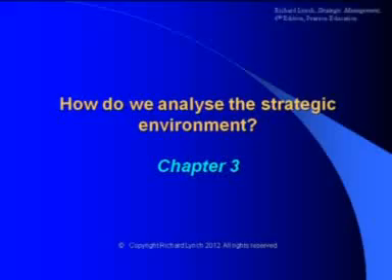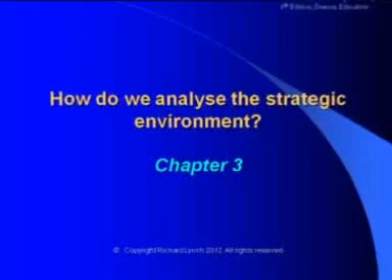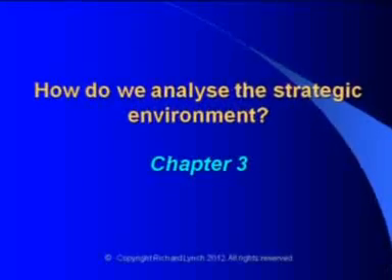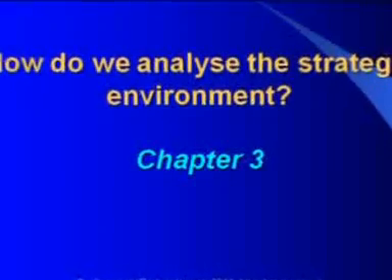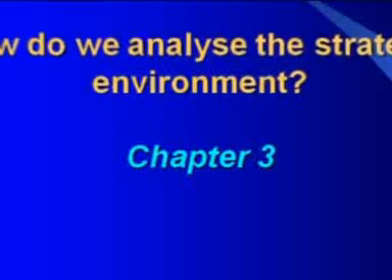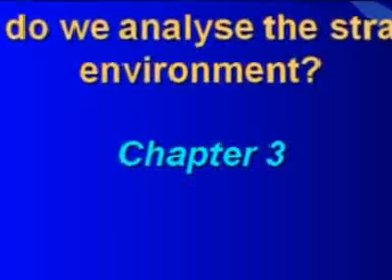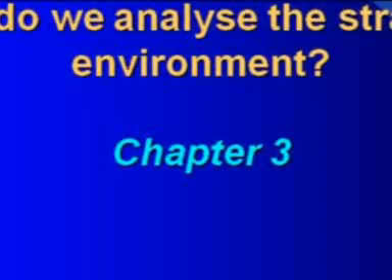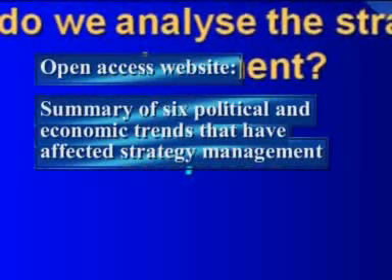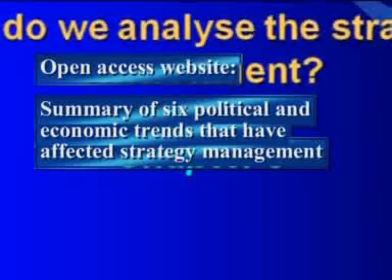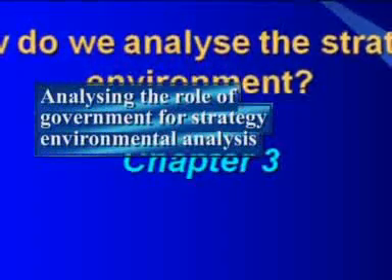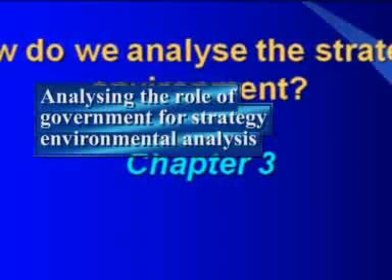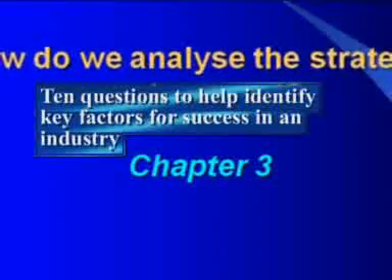Chapter 3 analyses the strategic environment, which is the first task of both prescriptive and emergent strategic processes. In addition to the material in the book itself, the open access website for Chapter 3 has additional material. There's a summary of 6 political and economic trends that have affected strategic management. There's more depth on analysing the role of government for strategy environmental analysis.